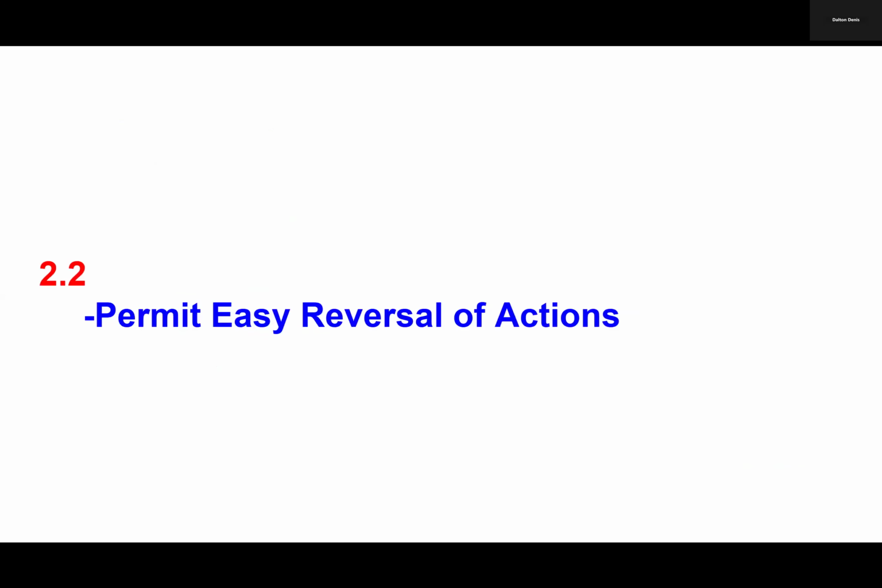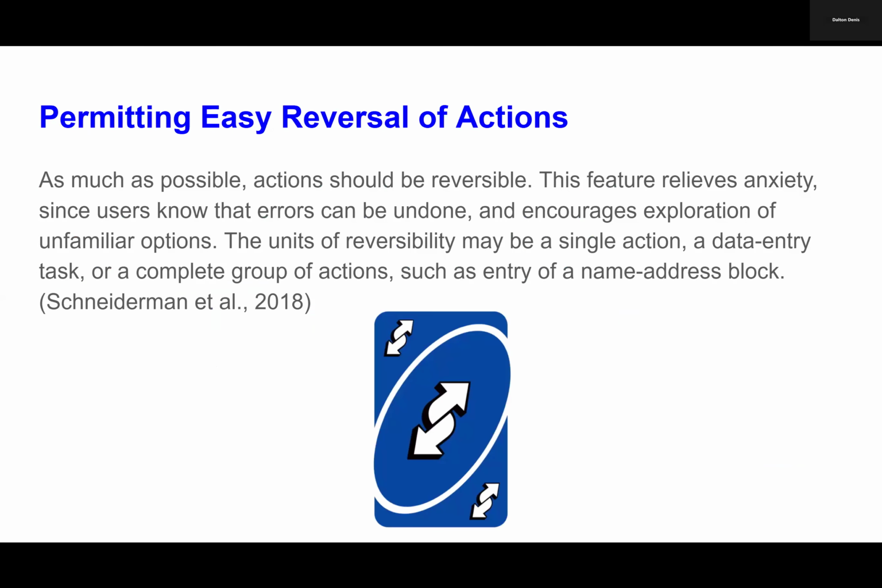The next principle we will look at is to permit easy reversal of actions. Designing the User Interface describes easy reversal of actions by stating, as much as possible, actions should be reversible. This feature relieves anxiety since users know that errors can be undone and encourages exploration of unfamiliar options. The units of reversibility may be a single action, a data entry task, or a complete group of actions, such as entry of a name address block.